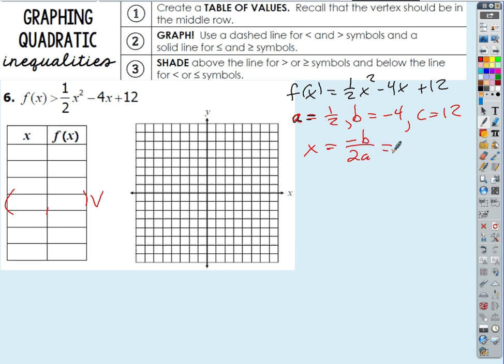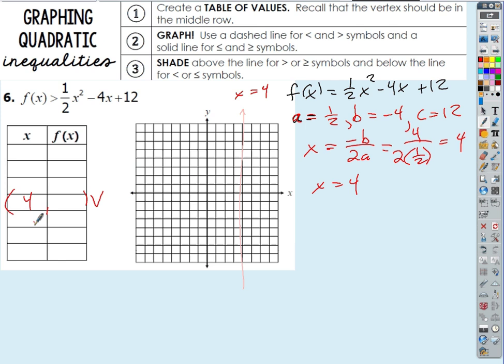Negative b over 2a. And so if I plug those in, if b is -4, what's negative b? 4. Over 2 times a, which is 1/2. What's 2 times 1/2? 1. So I get 4 over 1 equals 4. So we end up with x equals 4 is our axis of symmetry. So there it is. And it also tells me that the x-coordinate of the vertex is 4.